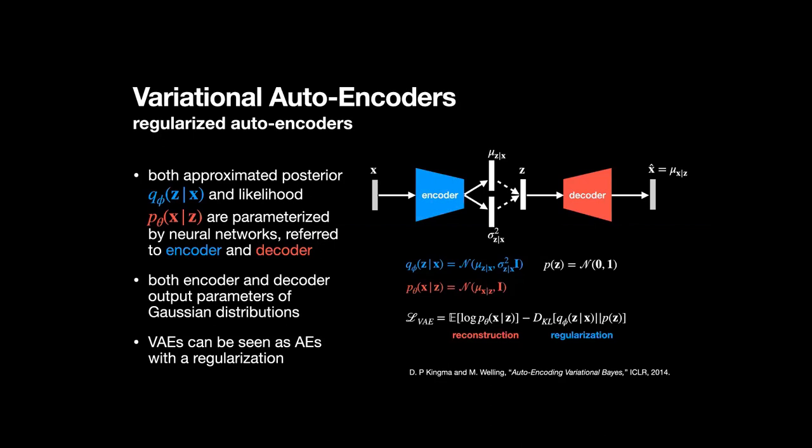So accordingly, our objective function that we just saw in the previous slide, the reconstruction and the regularization term, becomes a simple form. To be specific, the reconstruction term becomes the mean squared error because of this parameterization. And for the regularization, there is a closed form solution for the KL divergence because both the posterior distribution and the prior distribution are Gaussian distributions. So in sum, from a higher level perspective, the VAE can be seen as the autoencoder with a regularization.